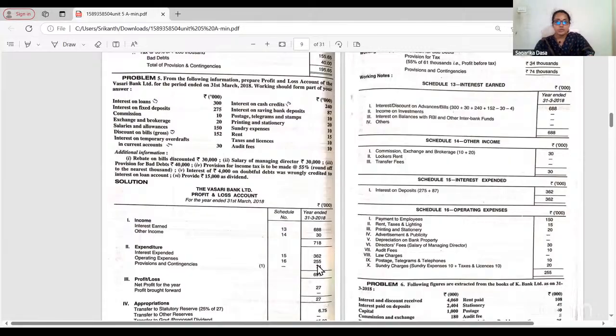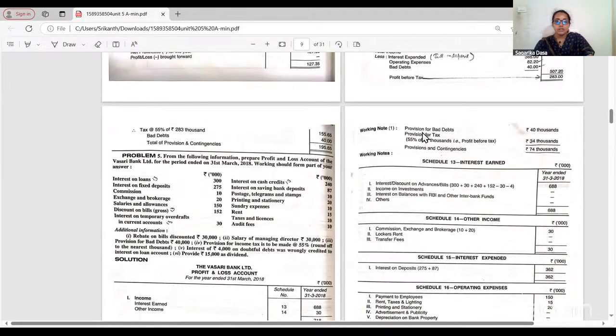Now then comes to provisions and contingencies. In provisions and contingencies, what they have mentioned here: provision for bad debts 40,000 they have mentioned, income tax 55% and so on. So if you see here working notes, provision for bad debts is how much? They have mentioned 40,000. So if we eliminate 3 zeros, it comes to 40. So it is 40. Now provision for taxation is 55%.